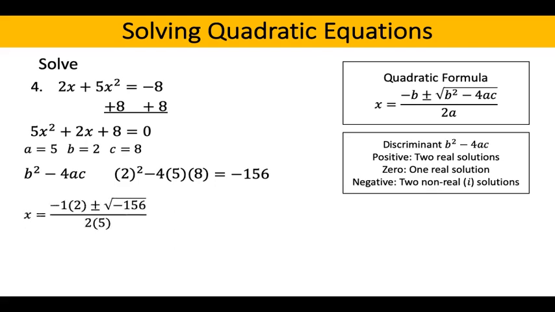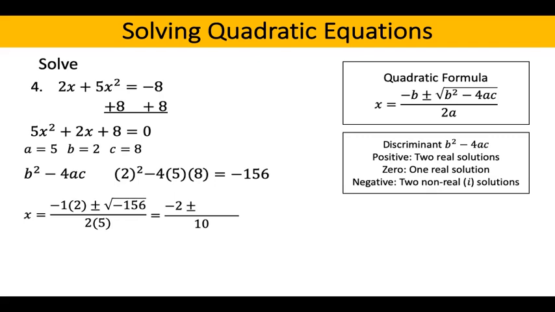Let's substitute in the quadratic formula our negative b, so negative 1 times our b value, plus or minus, we've already evaluated the b squared minus 4ac, so plugging in that negative 156, all over 2 times our a. Let's simplify each part, so negative 1 times 2, plus or minus, we'll handle that square root of the negative here in just a moment. Let's go ahead and simplify 2 times 5, which of course is 10.